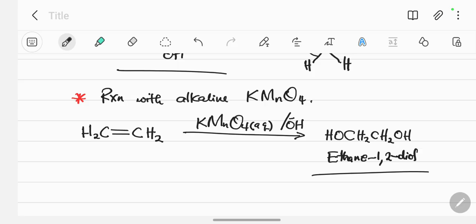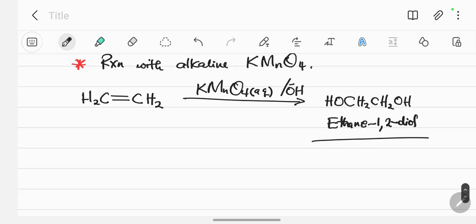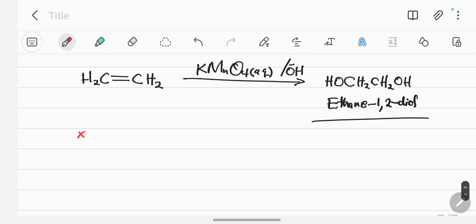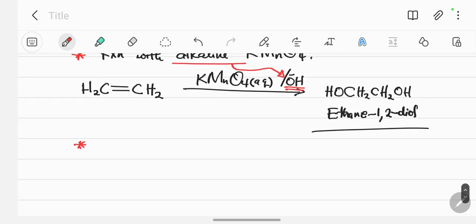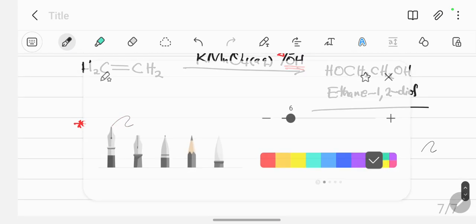So you look for more. This one has no mechanism. You look for more reactions falling there. Then we are having a reaction with acidified. So take note, this is alkaline because of that OH there. It's alkaline because of that OH. But now this one is going to be acidified.